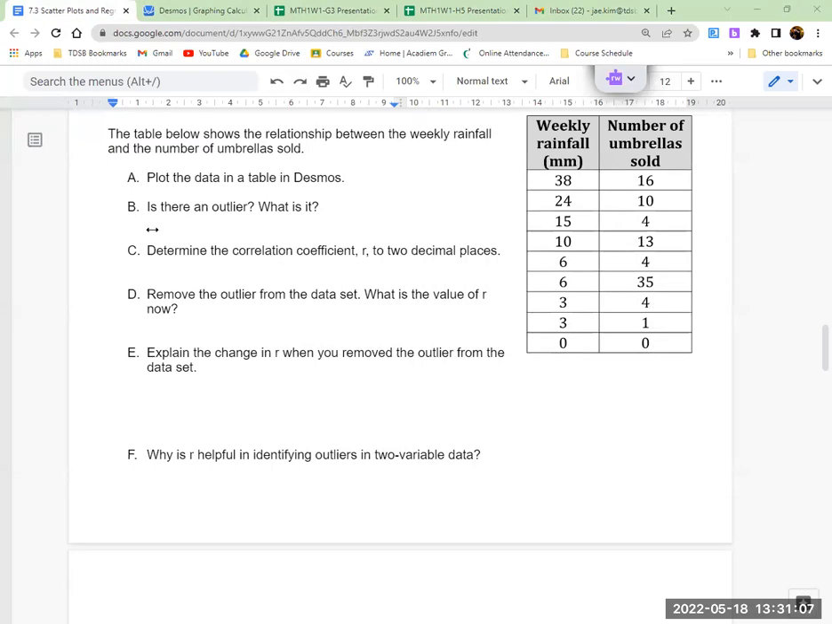I'm going to say the outlier appears to be (6, 35). I'm doing it in brackets. So I am going to determine the correlation coefficient with the outlier and then determine the correlation coefficient without the outlier. And we'll talk about it. Ready?